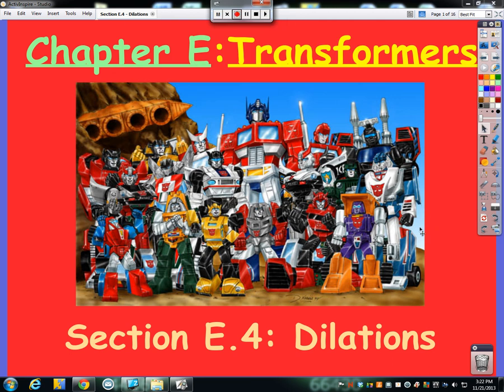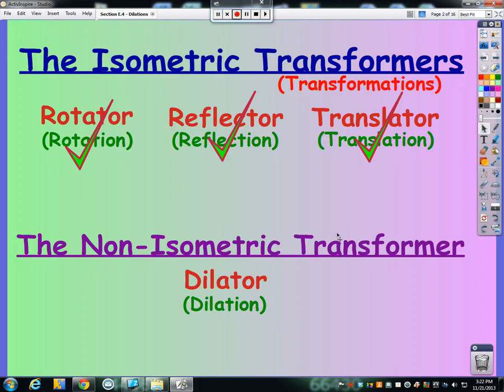And we begin our last series on our transformations with our one and only non-isometric transformer, the one that doesn't actually maintain shape and size, is the dilator. So again, we will be talking about Mr. Dilator. We have gotten through all of our isometric transformers. They all maintained shape and size even after their transformation.